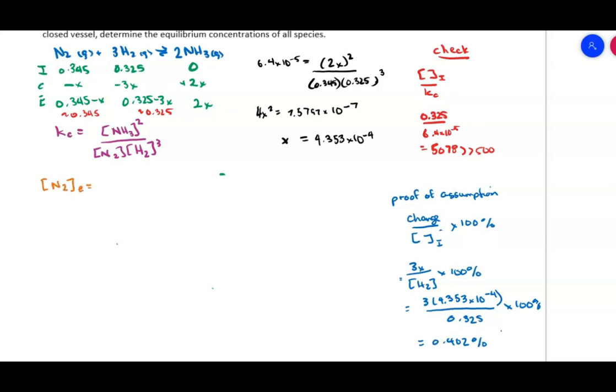As a result of the change not being significant, I can now take this x value and use it to determine my equilibrium concentrations of each of my entities. And so I'll take this x value and substitute it into my E line to determine the equilibrium concentrations of the nitrogen, hydrogen, and ammonia gas.